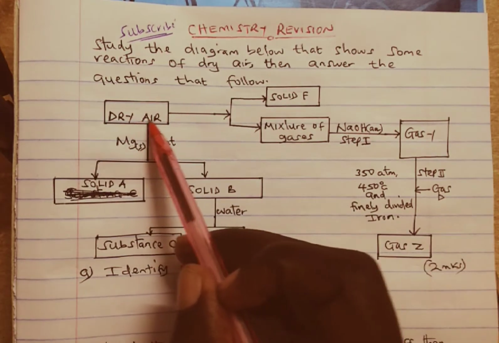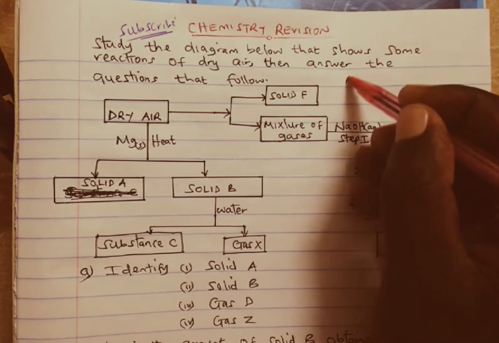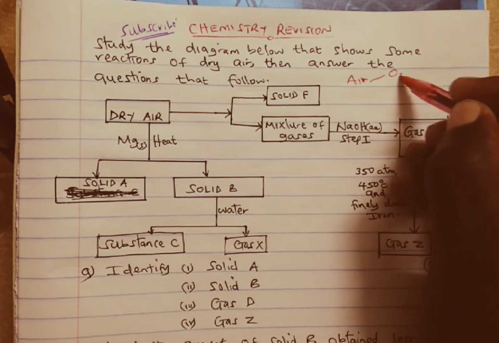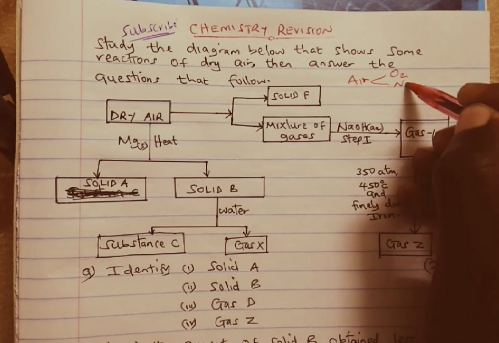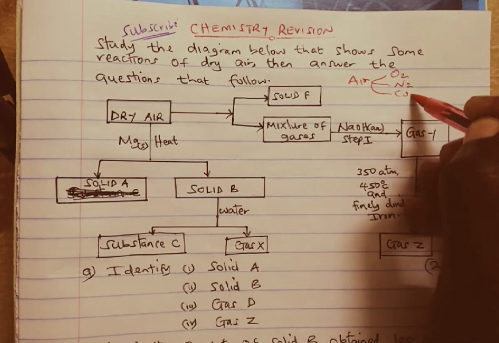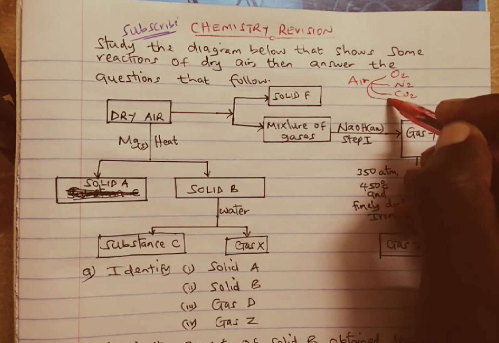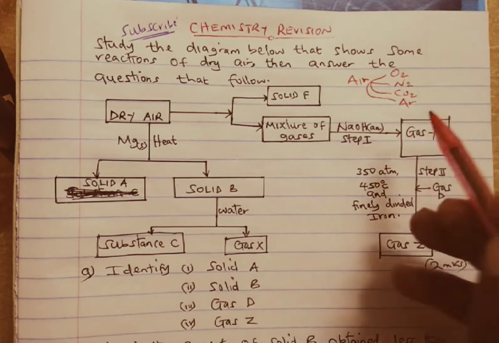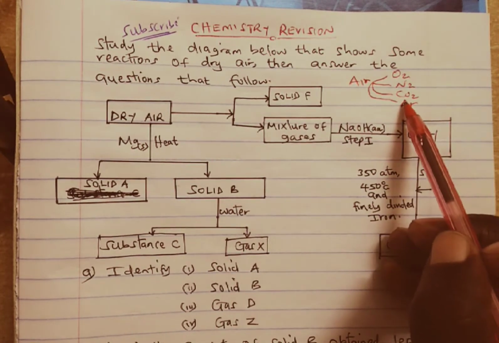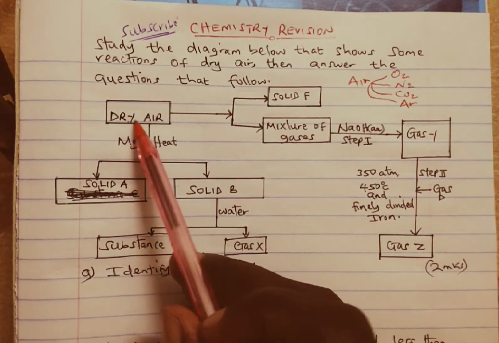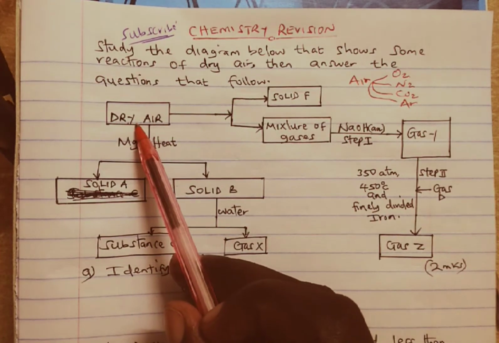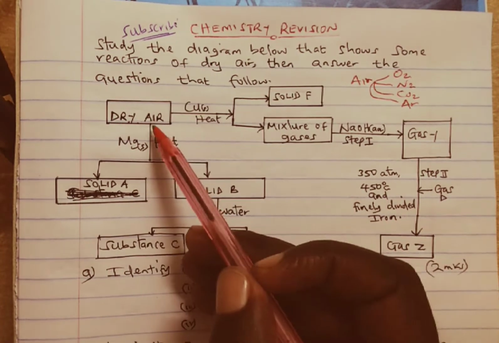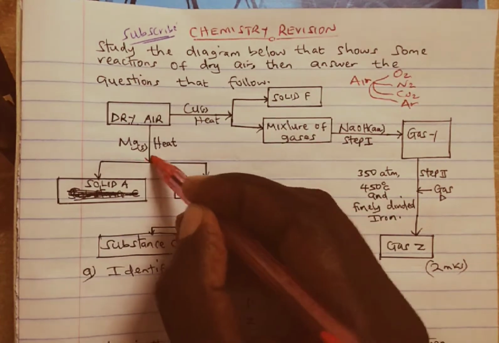Our flowchart begins from dry air, and we know air is a mixture of gases. Present in air we have oxygen gas, we have nitrogen gas, we have carbon dioxide, we also have noble gases, but the major component under noble gases is argon. We also have water vapor, but since we have dry air, water vapor is absent. So let us begin from dry air going downwards.